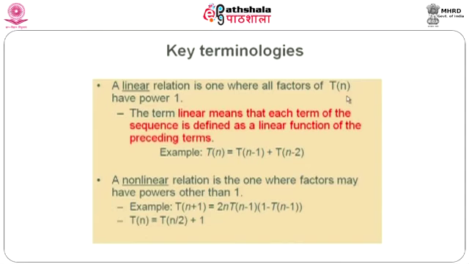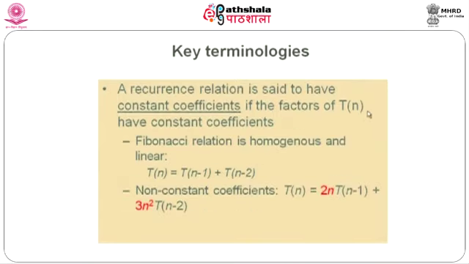We can also say that, based on the coefficients, if T of n has all constant coefficients, then it is called a constant coefficient recurrence relation. For example, this recurrence relation which we have obtained, T of n equal to T of n minus 1 plus T of n minus 2, is called both homogeneous as well as linear. Sometimes we may also have non-constant coefficients. For example, this recurrence relation has a non-constant coefficient.